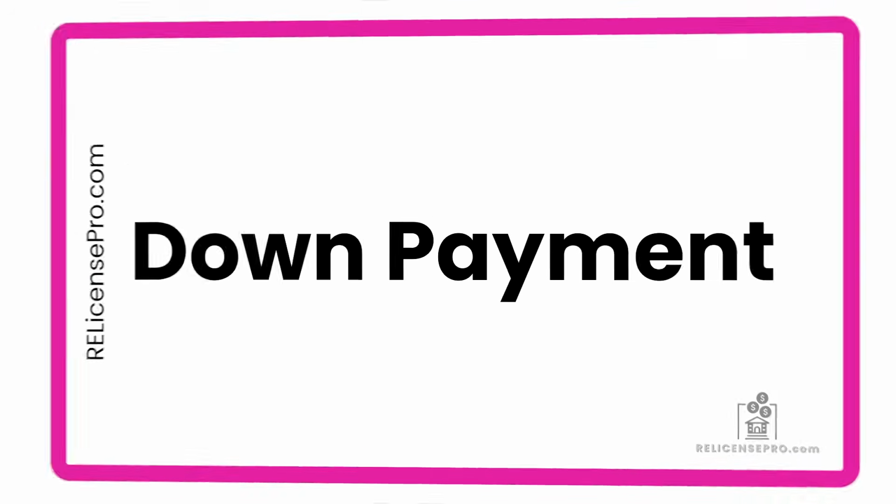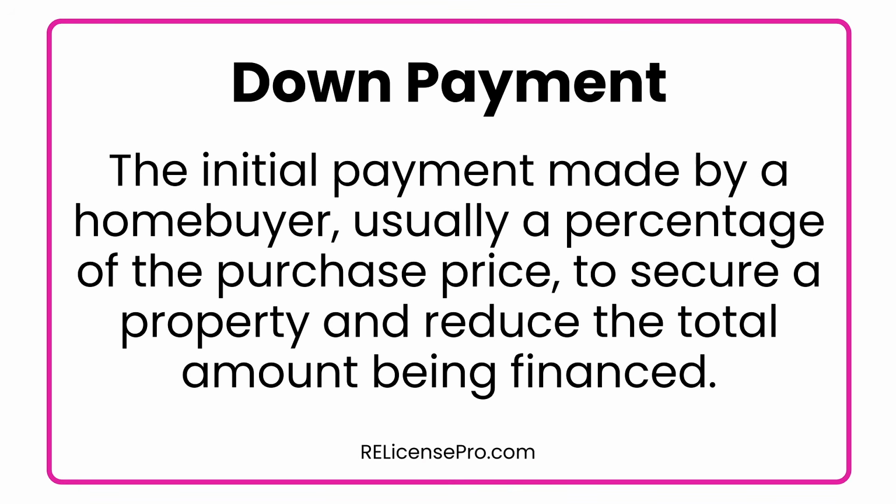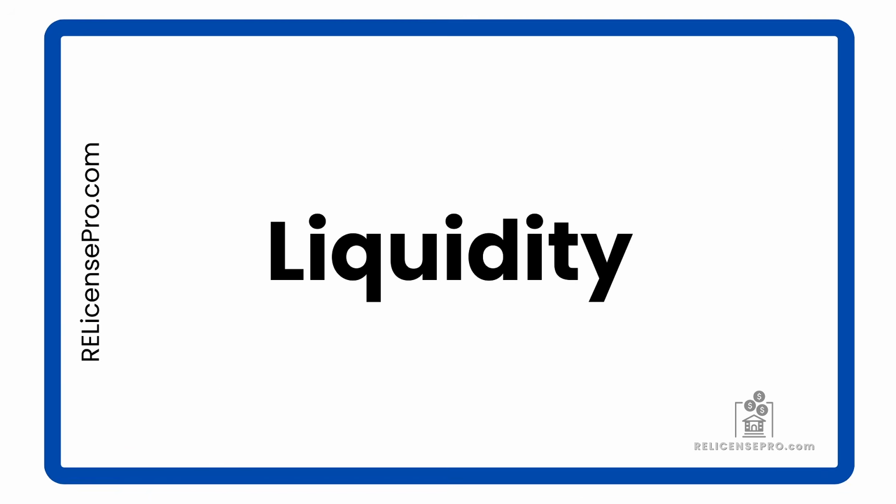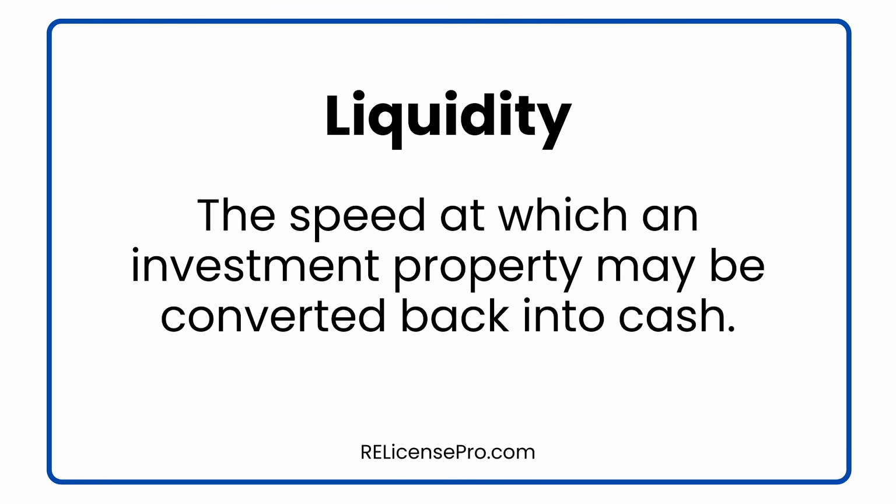Down payment. A down payment is the initial payment made by the homebuyer, usually as a percentage of the purchase price. This is to secure a property and reduce the total amount being financed. Liquidity. Liquidity is the speed at which an investment property may be converted back into cash.